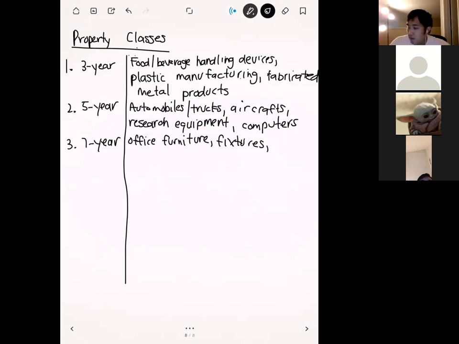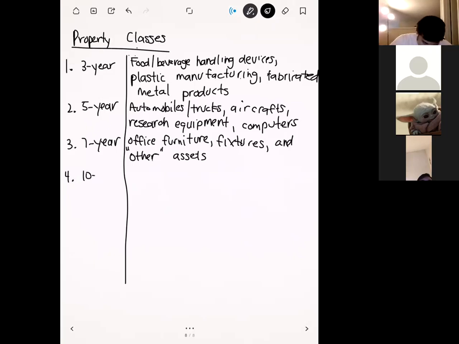For all devices or assets that don't fit into any other categories, they're assigned a 7-year property by default. So the 7-year property is kind of the everything else, or the miscellaneous category. All right, and so that's 7-year.